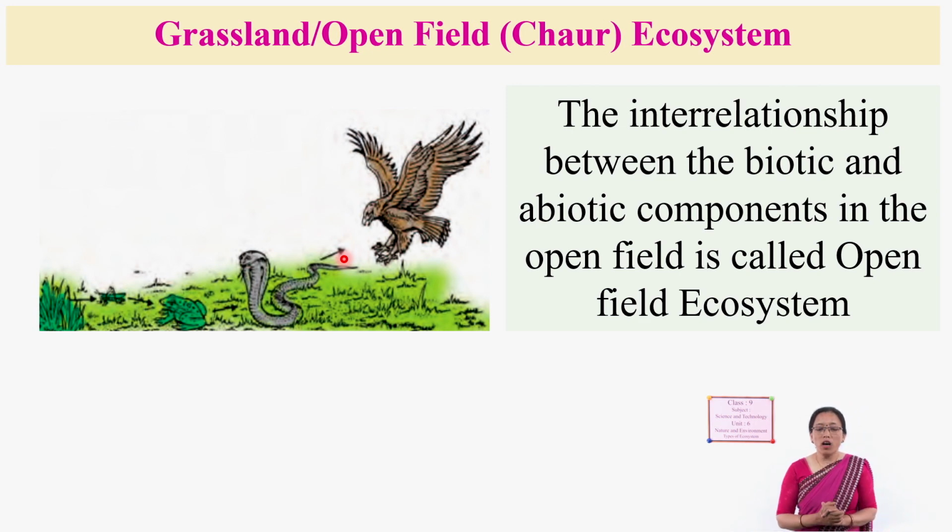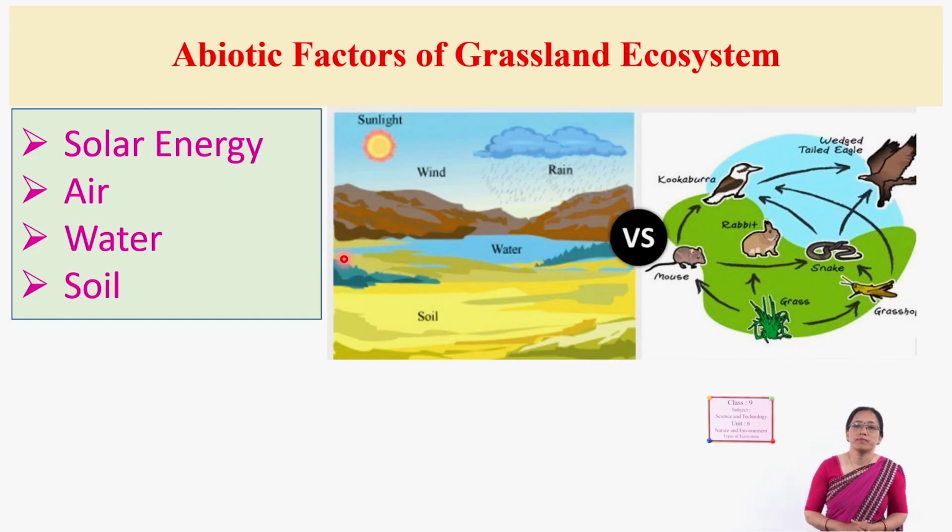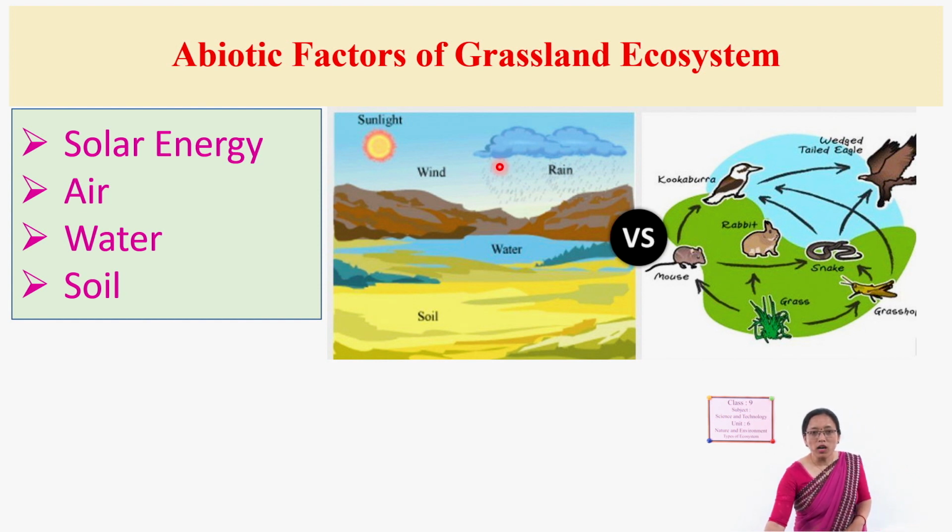Now, what are the abiotic factors of it? Okay, what do you observe in this picture, this side is abiotic factors and these are biotic factors. What are the abiotic factors? This sunlight provides solar energy and there is wind or air. It is a mixture of different kinds of gases.